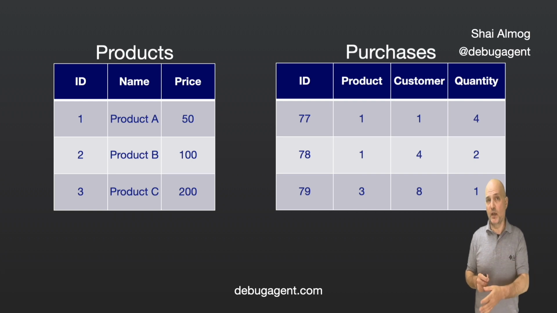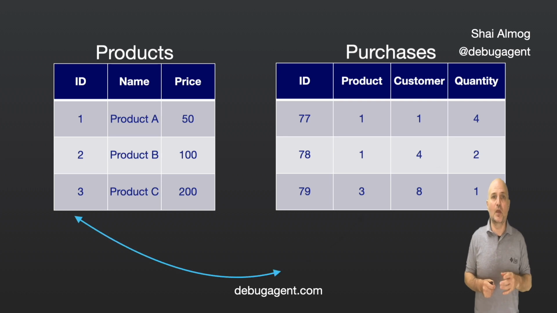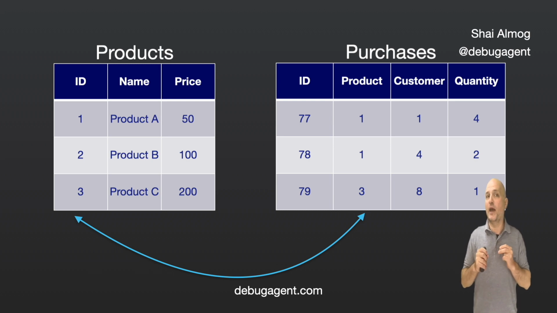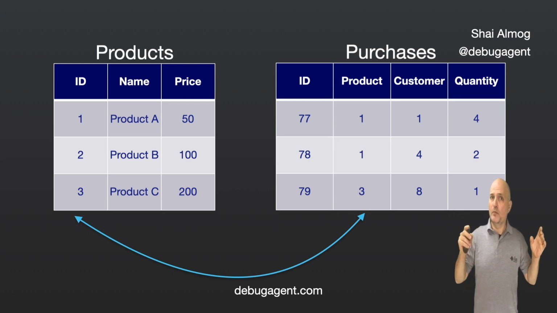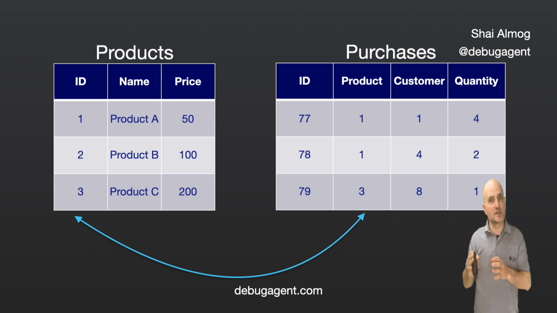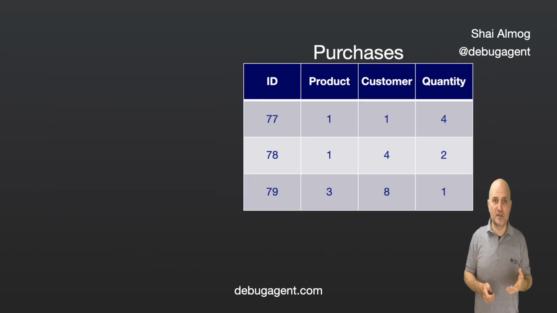We can have multiple tables like the purchases table. It also has an ID. Notice that instead of including the details of the product in the purchases table, we just include the ID of the product that was bought. The same is true for the customer column, but we don't see it here. This is enforced through a foreign key constraint, as we see here. That means there's a relationship between the products and the purchases. It has many implications, such as we won't be able to delete product C because purchase 79 references it.